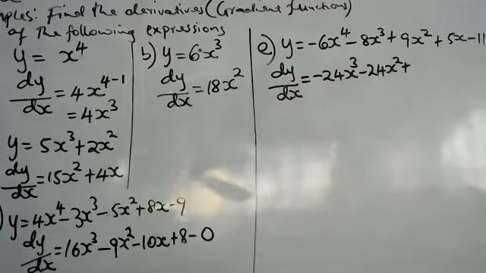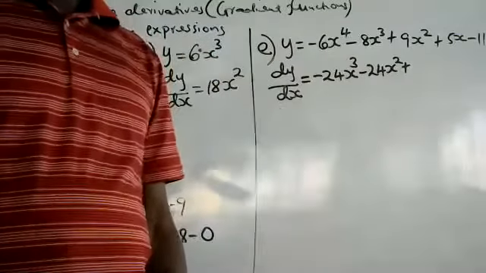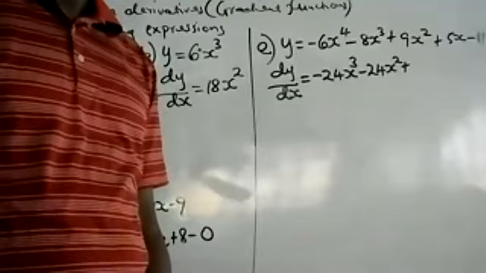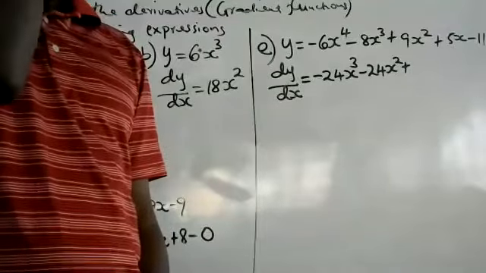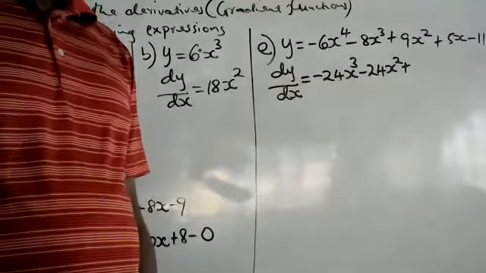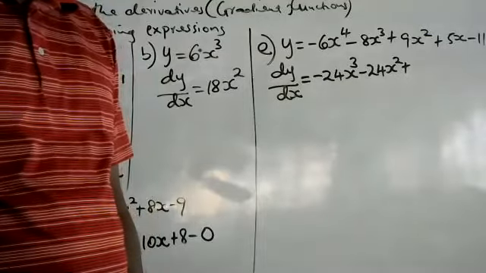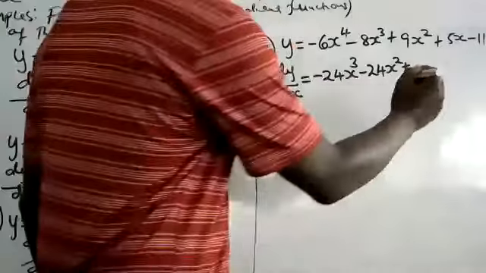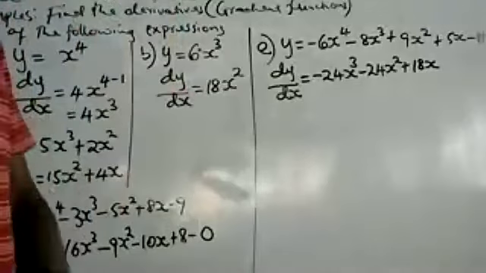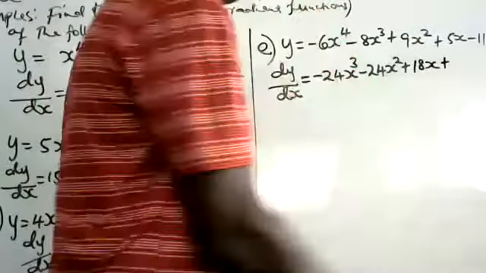Tell me. We are 9x squared. No. Maybe to be assisted by Faith. Faith, assist here. 18x. Yes, we are going to have 18x. Then lastly we have plus.